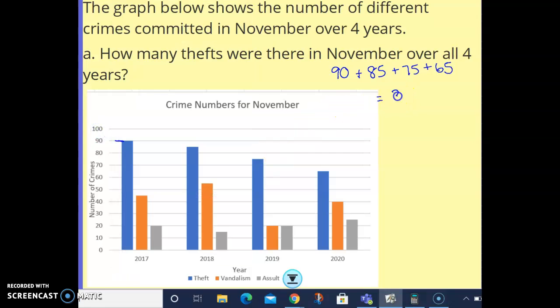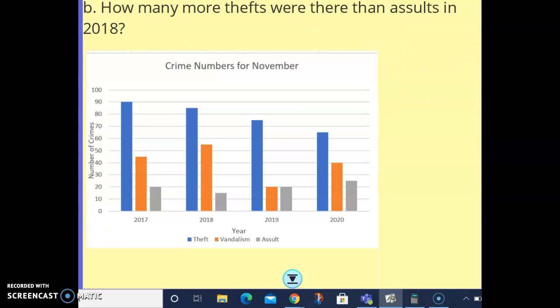It's 315. I know a few of you would like to do things without a calculator, but when you're doing this on your assessment, I would always give it a wee double check on your calculator. Okay. Part B, how many more thefts were there than assaults in 2018? 2018 there were 85 thefts, assaults, a grey, 2018, 15. So there was 70 more.